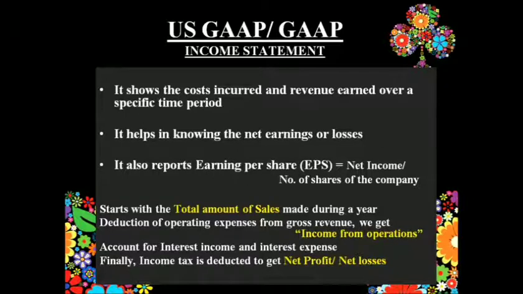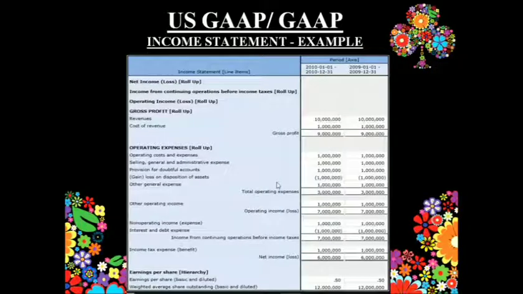The second statement that is required to be prepared under GAAP principles is the income statement. Under the income statement, it shows all the costs incurred, all the expenses and revenue that is earned over a period. The very purpose of providing the income statement is to calculate the net earnings and the losses. And under GAAP, you could see even earnings per share being reported. Okay, so how is it prepared?